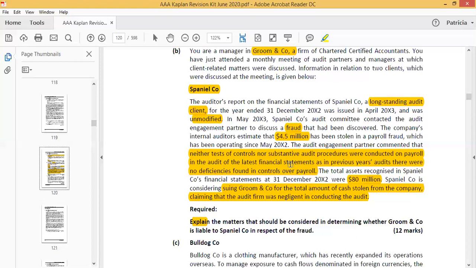So in this situation, it can really mean that the auditor never performed any audit on the payroll, because they've said clearly that they did not conduct any tests of controls or substantive tests on payroll. So it means that the payroll has not been audited. So that's a red flag, a very big red flag. So this means that there might be negligence that has been caused.